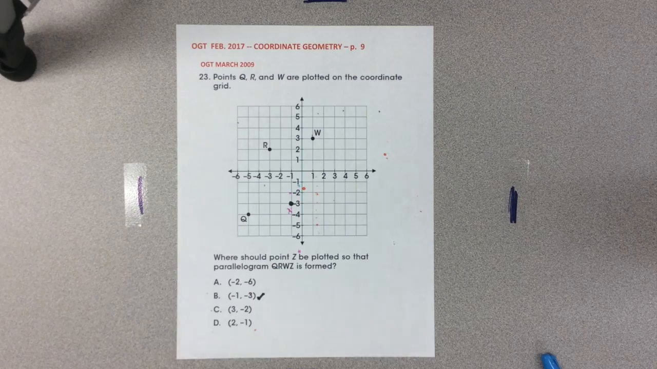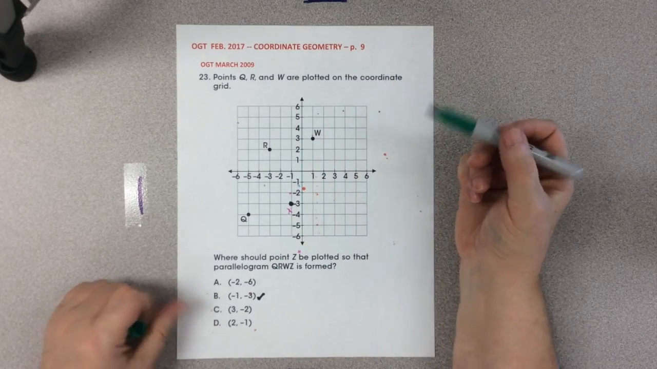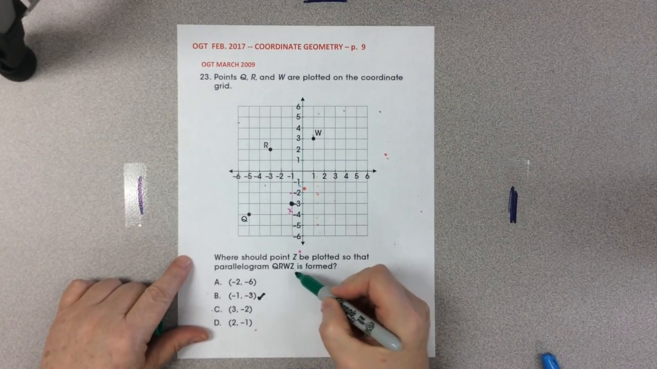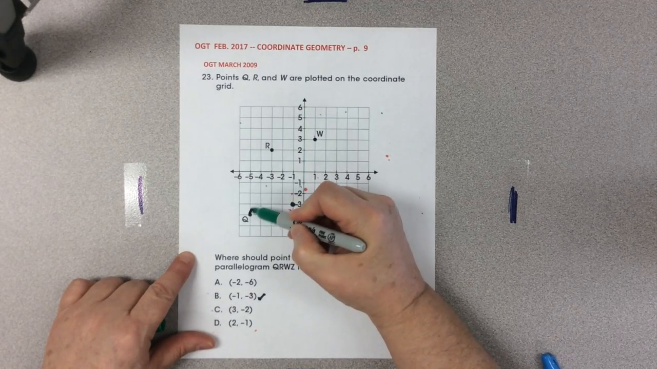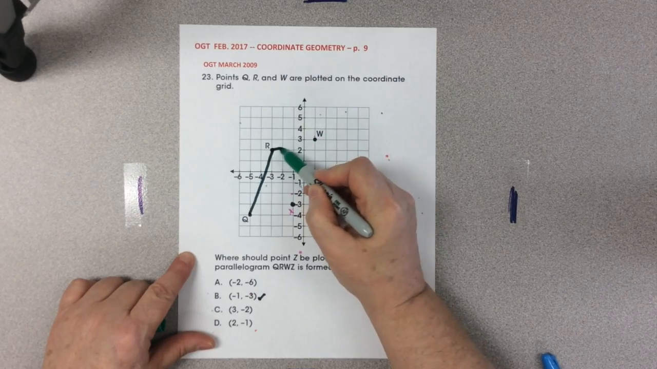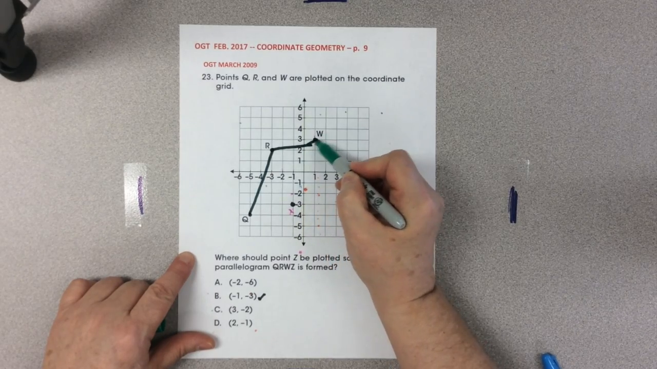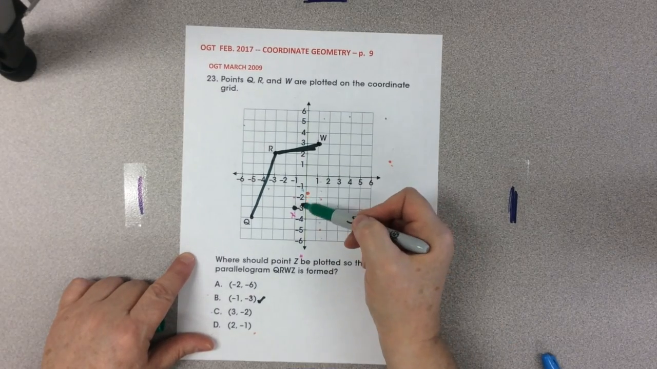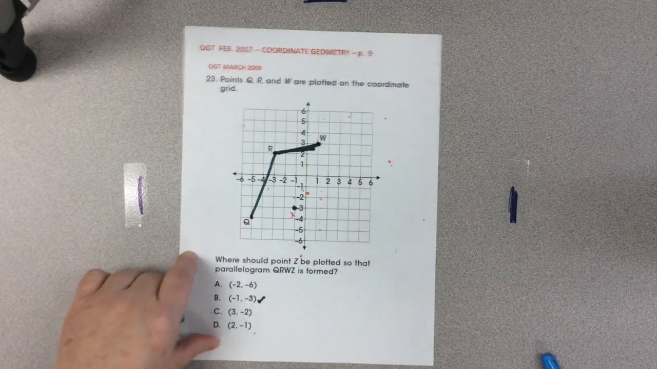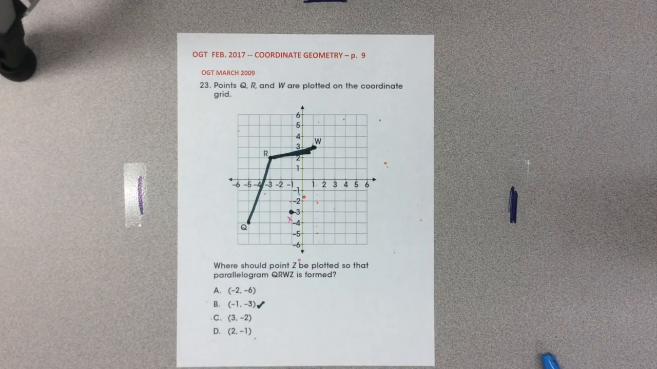But if I wasn't sure about doing it that way, and by the way, if they call it QRWZ, that tells you the order you connect your points. You go from Q to R, R to W, and then W down to wherever Z is, and then Z back to Q. So I know that much at least.